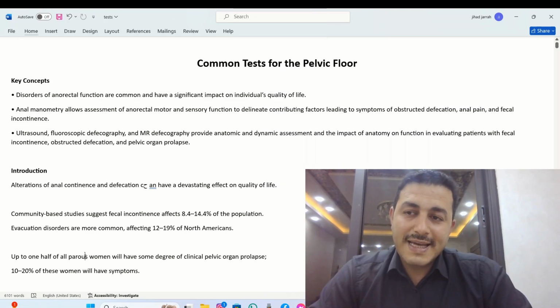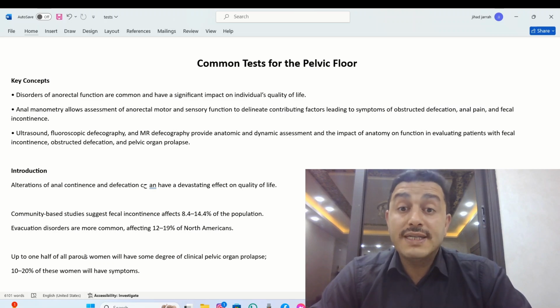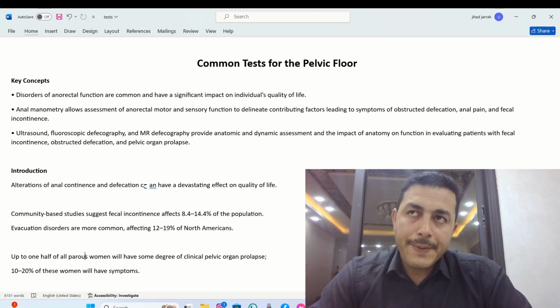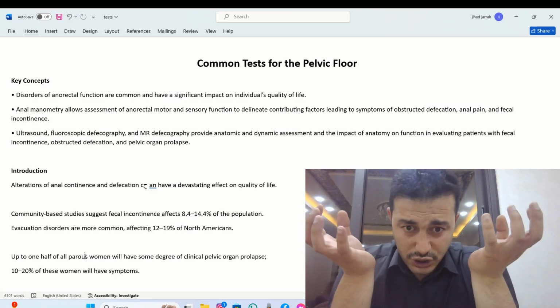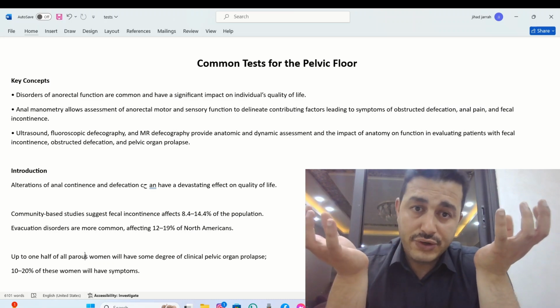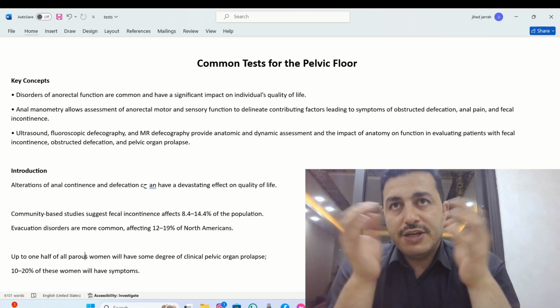This is Dr. Jihad, and this lecture is a continuation of the previous lecture, when we started to talk about anorectal physiology. We said that the anorectal physiology, or the function of the rectum and anus, differs from the function of the colon. And we said that we have two main functions of the anus and rectum: continence and defecation.